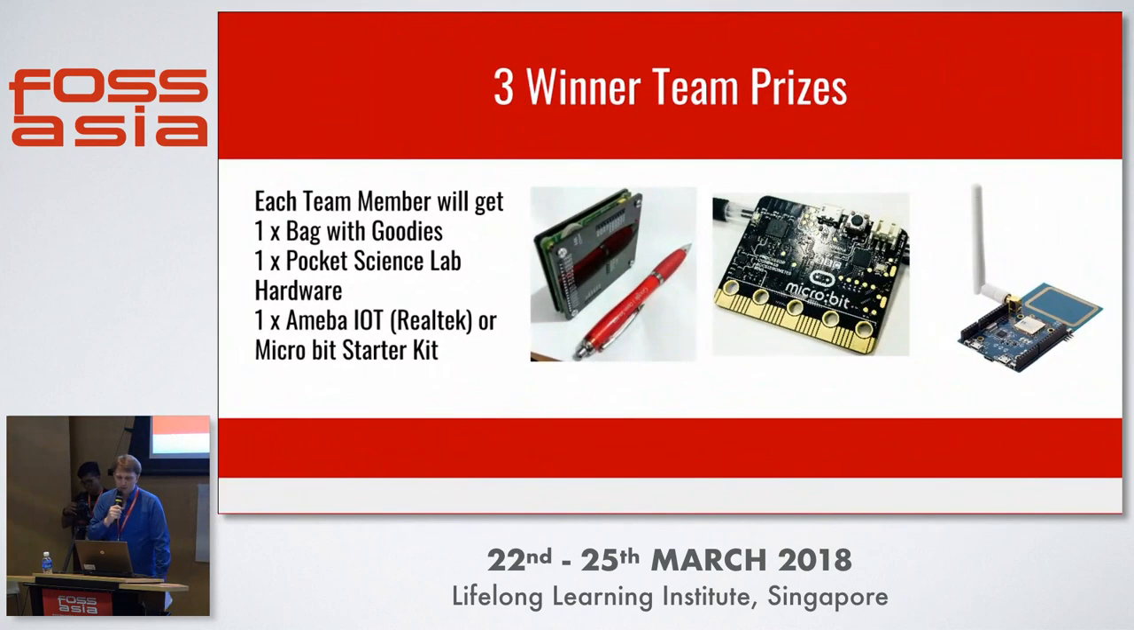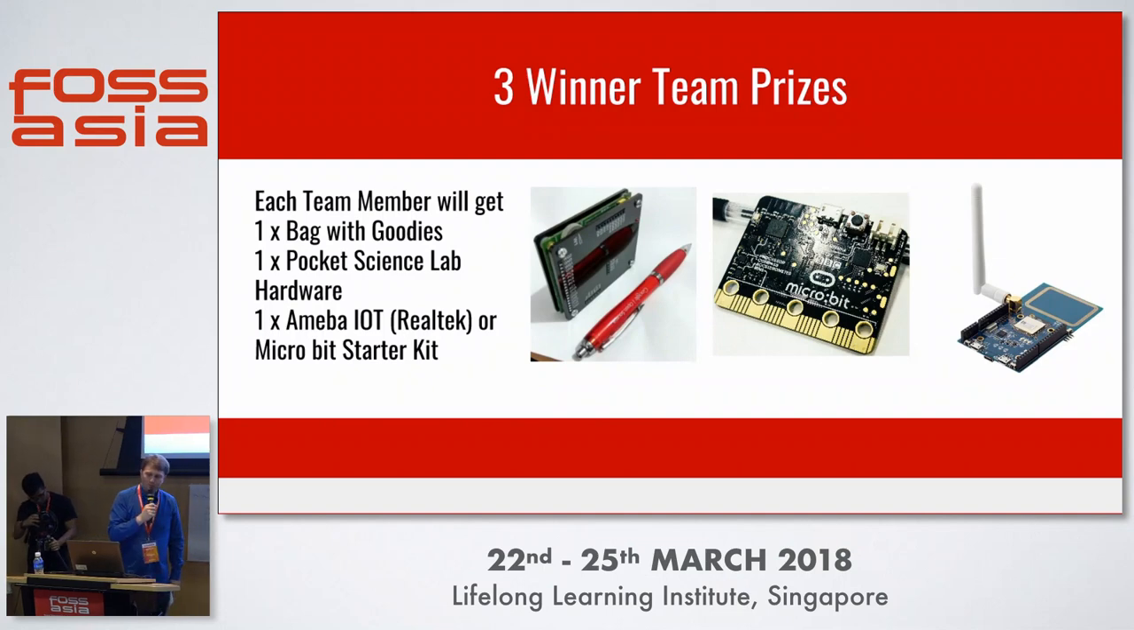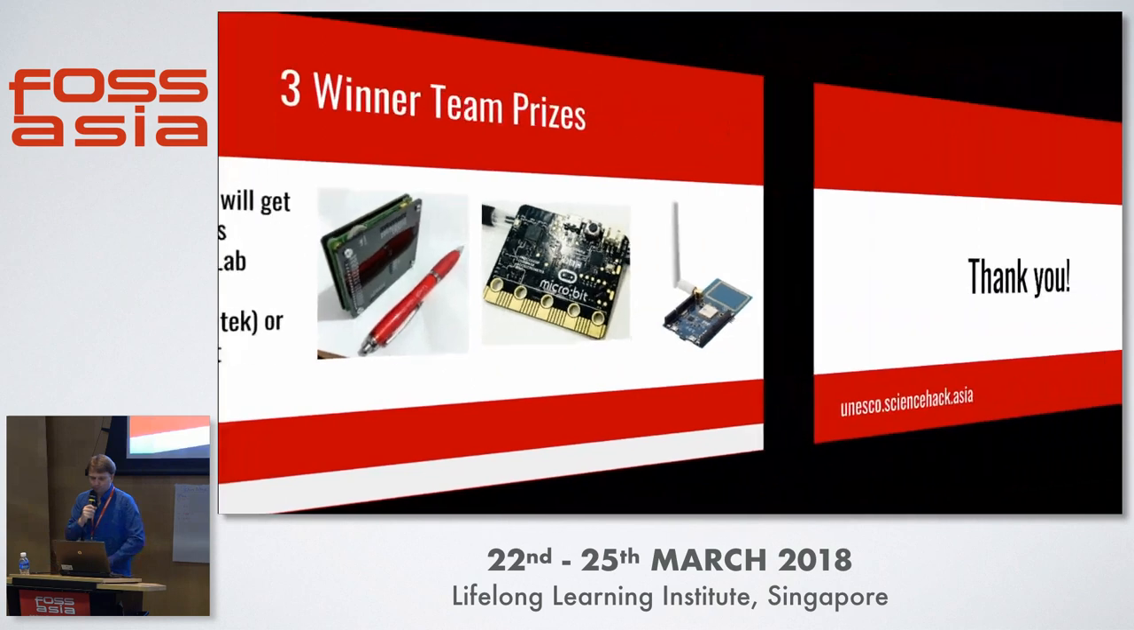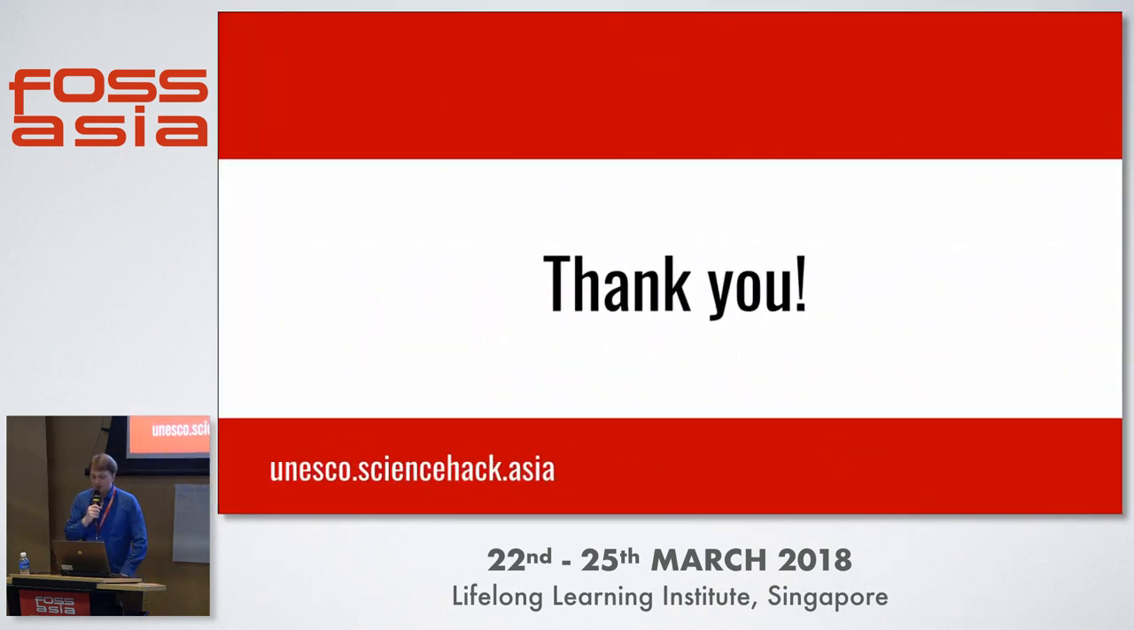Okay, so these are the prizes that we offer. We have 3 team prizes, and for us it's always very difficult to say who's the first, second or third one, and for us everyone's a winner. So everyone will receive the same prize, a goodie bag, t-shirt and so on, a pocket science lab so you can continue with science after the event, and one of the prizes like an Amoeba IoT kit or a micro:bit starter kit, so you can really get into the depth of open science and open data after the event. Thank you very much, and let's start quickly.